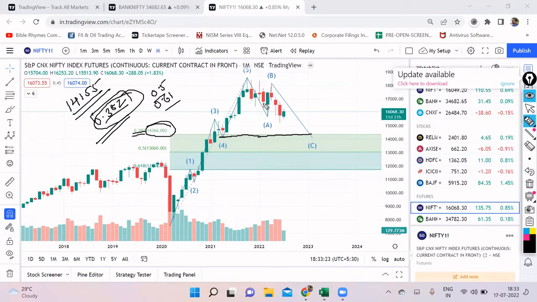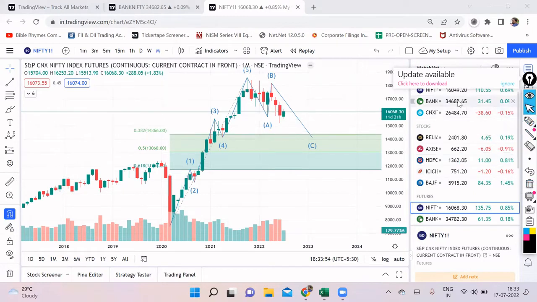Ideally this corrective wave should come to this point, and then the correction would get over and we may see a fresh trend. This is a technical analysis on a monthly time frame based on Elliott Wave theory and Fibonacci levels. Both analyses say the market can be expected to go until 14,300 in Nifty. Let's quickly discuss Bank Nifty too.